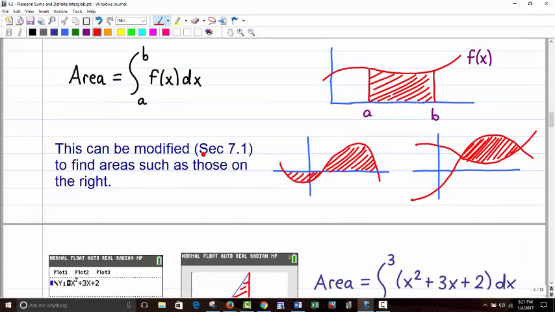Now in 7.1, you can modify the calculus a bit to make it do weird stuff like you have two different curves, above and below, stuff like that. We can make that work to get the right area. But if the graph is above the x-axis all the way between 2 points A and B, it's just this straight up right there formula, just like that. No modifications or anything required.